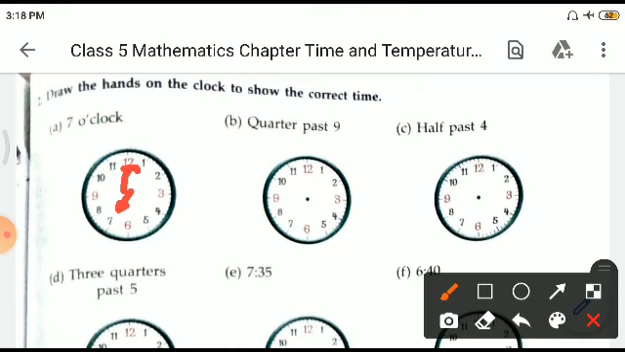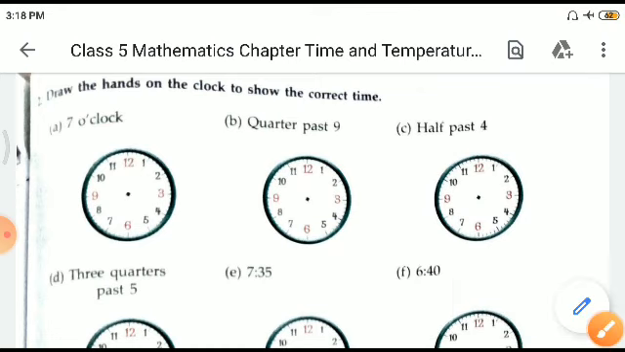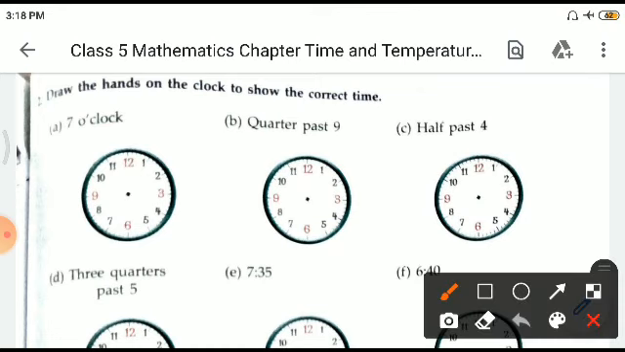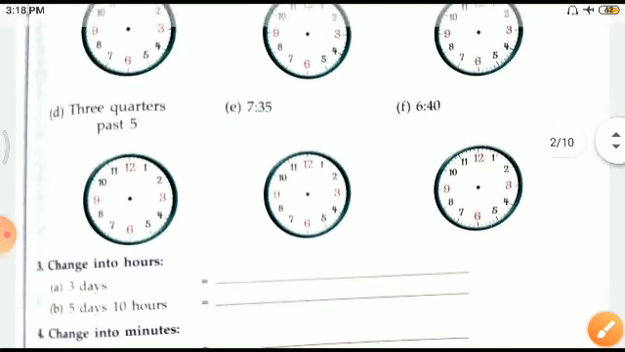Now quarter past 9. How to draw it? Quarter past 9. So quarter is 3, 15 minutes. So the bigger arm at 3 and the smaller one at a little bit above 9. A little bit above 9 you will put it, and then with an arrow. Right? This is how you will be doing this part.